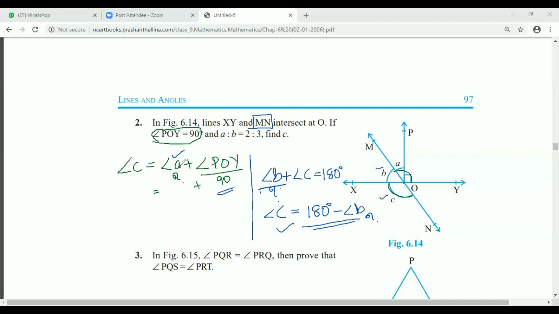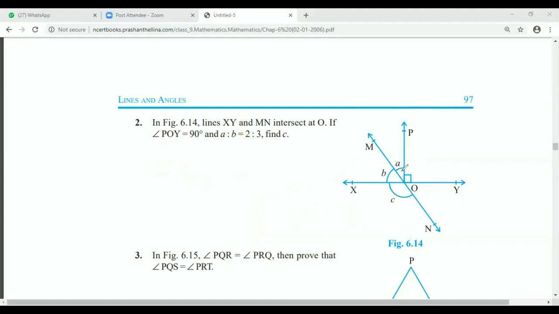How to find angle A? Let's think. In this first case, we have to find angle A. If you are following the second way, you have to find angle B. Anyway, we have to find A or B. Let's find A and B now. How to find A and B? What data is given about A or B? The ratio between A and B is given as 2 is to 3. So using that, we can find angles A and B. What is the other hint we have? Another hint is that angles A and B together make the supplement of angle POY, because angle POY is 90 degrees. The supplement of angle POY in the line segment XY is POX.